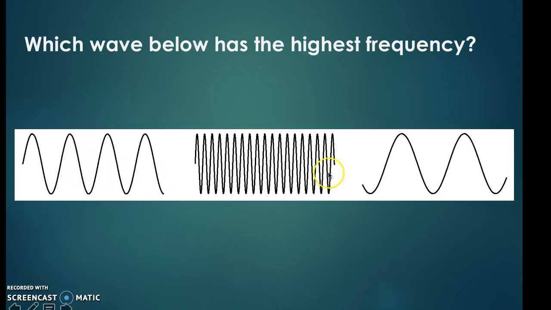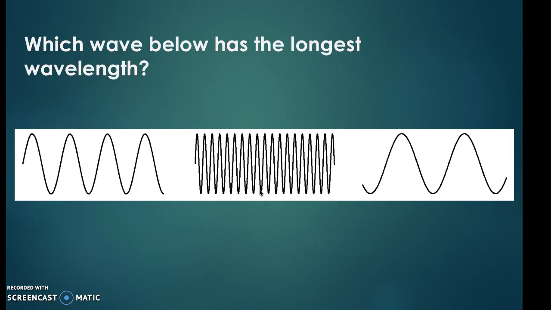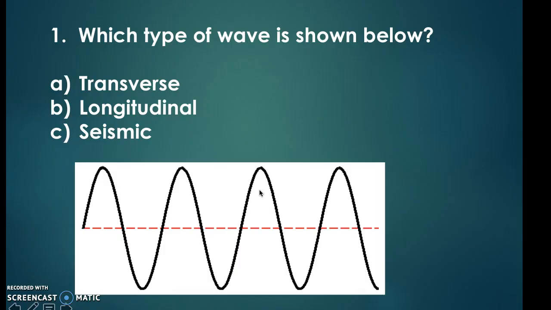If you were to see these three waves pass by you, which one would you say had the highest frequency? This would be this one right here in the middle. Which one would you say has the longest wavelength? Which kind of wave is this? This would be a transverse wave. The motion of the matter is perpendicular to the motion of the energy.